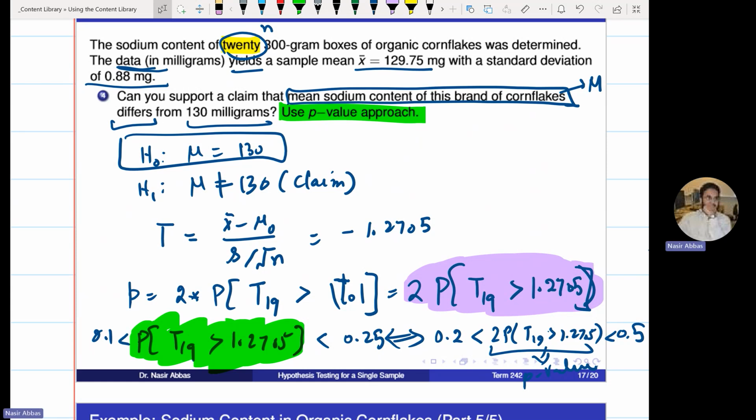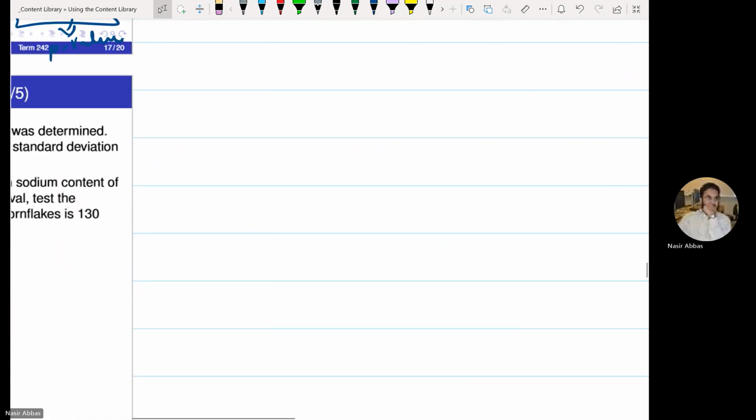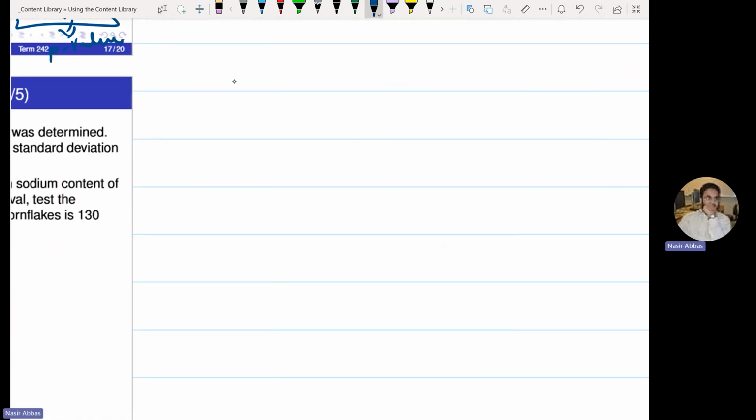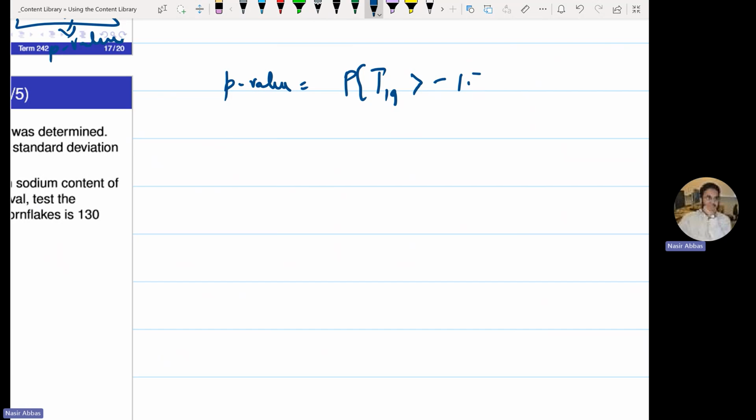A few difficult scenarios can be created in this type of question. Let me tell you what those scenarios are. You might have a question where the p-value is the probability of, let's say, T19 more than minus 1.7. More than minus 1.7.